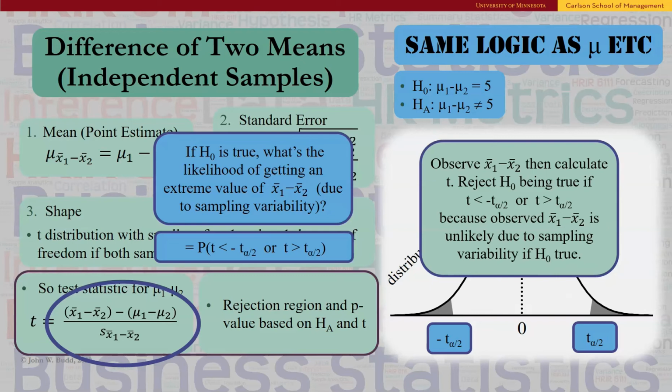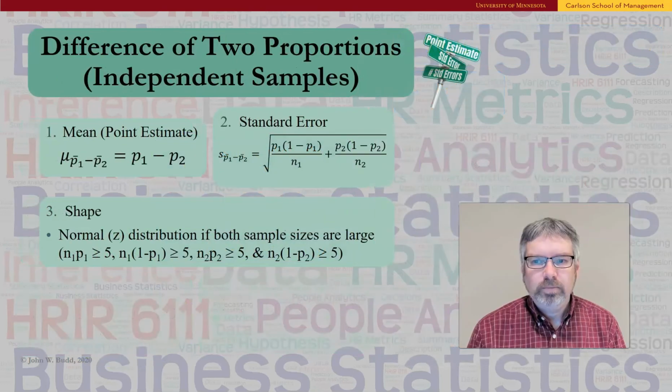But if it's very unlikely, for example, less than a 5% chance of getting those samples due to sampling variability under the assumption that the null hypothesis is true, then either we're special and we got an unlikely sample, but the safer bet is that the null hypothesis is not true, and so we would reject the null hypothesis.